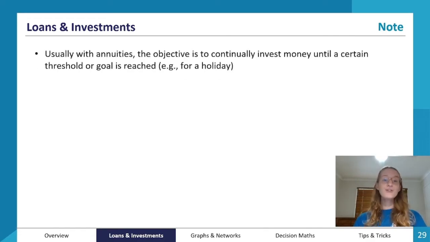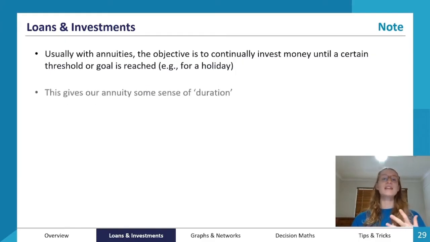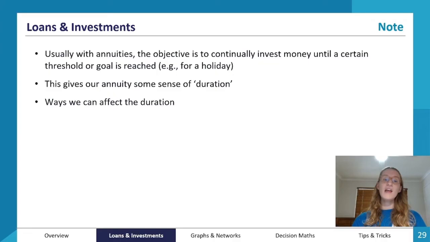A few things to note. Usually with annuities, the objective is to continually invest money until a certain threshold or goal is reached. So for example, you might be saving for a holiday or a house deposit or something. So a person might decide, I'm going to save $100 a week into this account, and when it reaches $20,000, then I'm going to take it out and buy my house, or put down a deposit for a loan on a house. So that gives annuities a sense of duration.